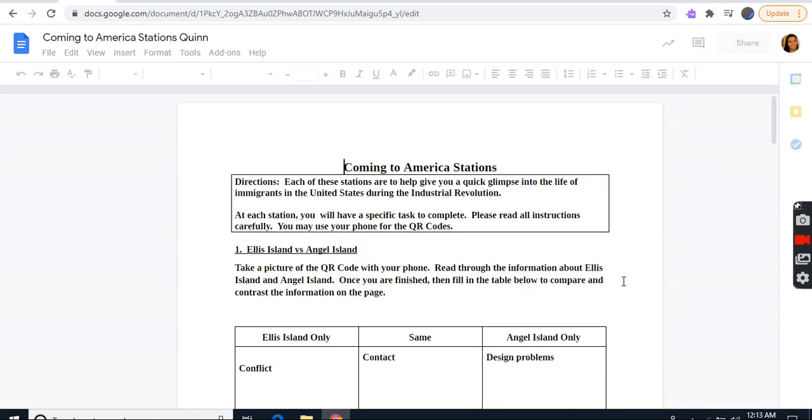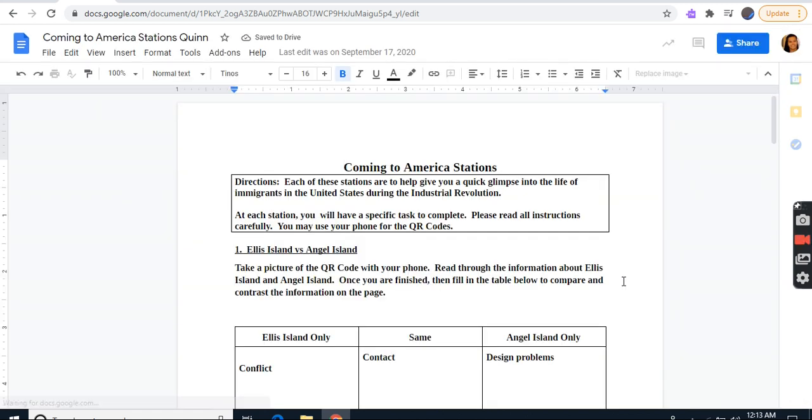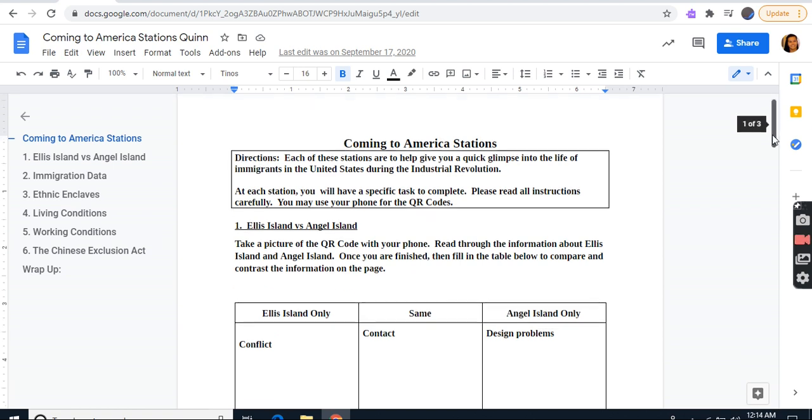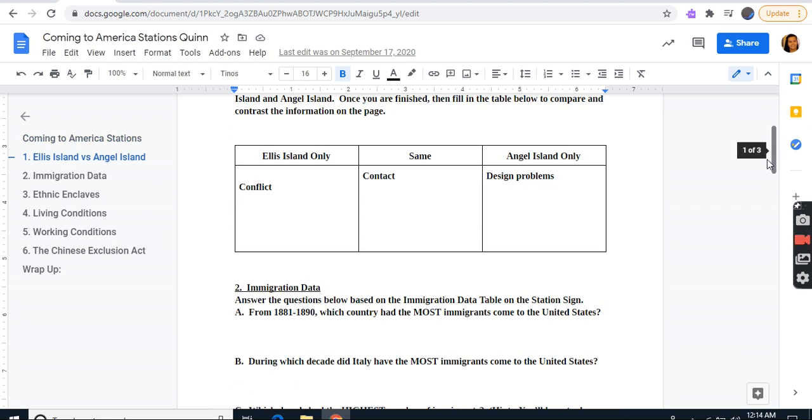Alright, coming to American stations. Directions: each of these stations is to give you a quick glimpse into the life of immigrants in the United States during the Industrial Revolution. At each station, you will have a specific task to complete. Please read all of the instructions carefully. You may use your phone for QR codes. Ellis Island versus Angel Island. Take a picture of the QR code with your phone. Read through the information about Ellis Island and Angel Island. Once you are finished, fill in the table below to compare and contrast the information on this page. Ellis Island only, same, and Angel Island only. Conflict, contact, design problems.